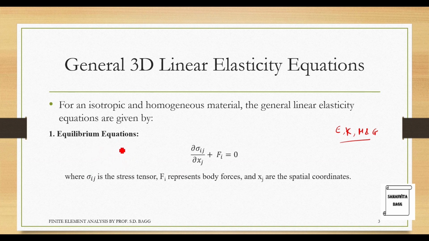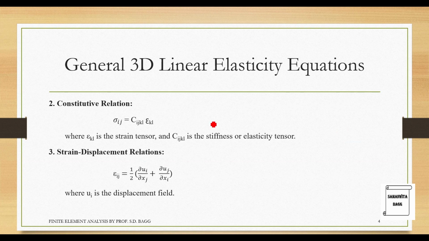The first one is the equilibrium equation, which is ∂σij/∂xj plus Fi is equal to 0, where σij is a stress tensor, that is the force per unit area over the body. Fi represents the body forces and xj are the spatial coordinates. So this is the first equation for equilibrium form. Next we will talk about the constitutive relation.